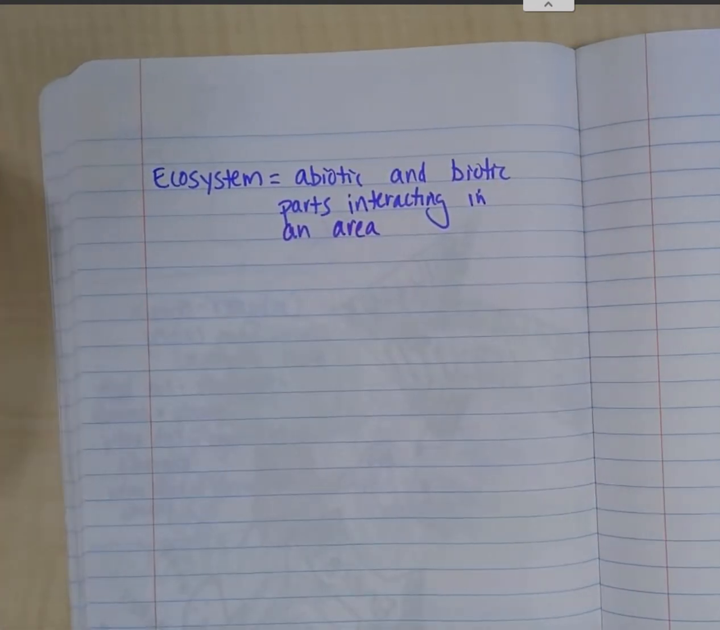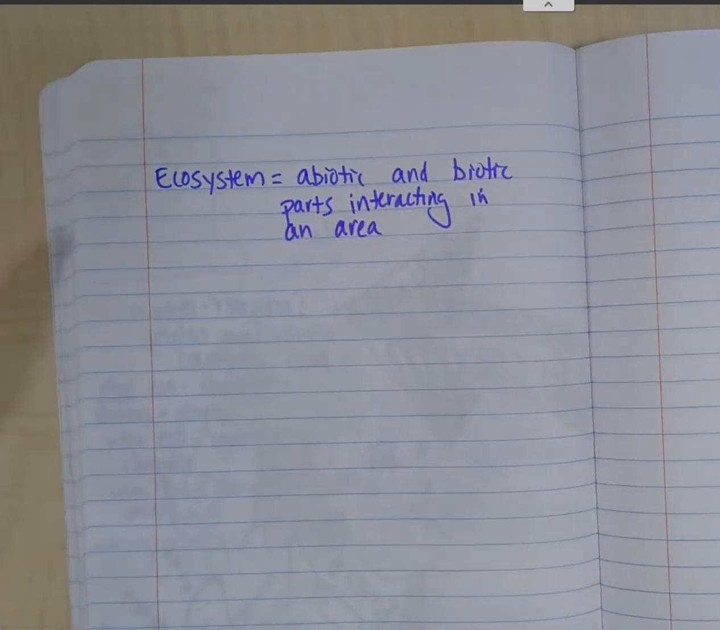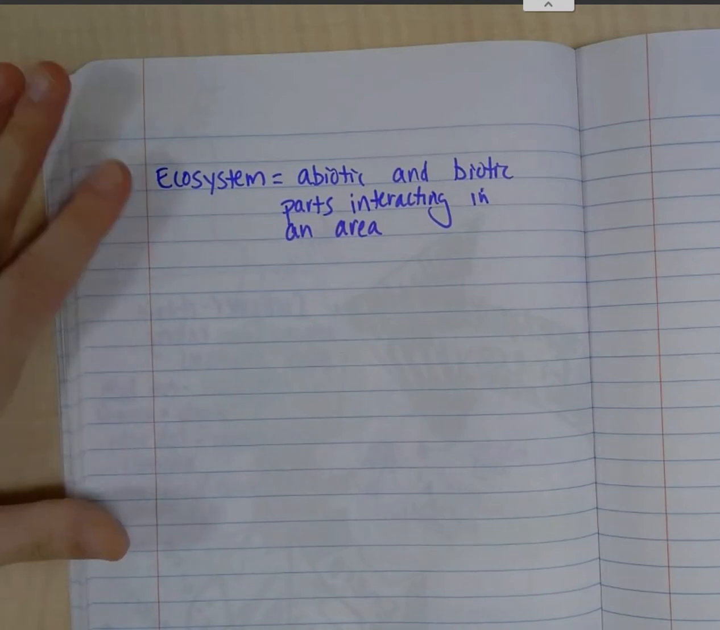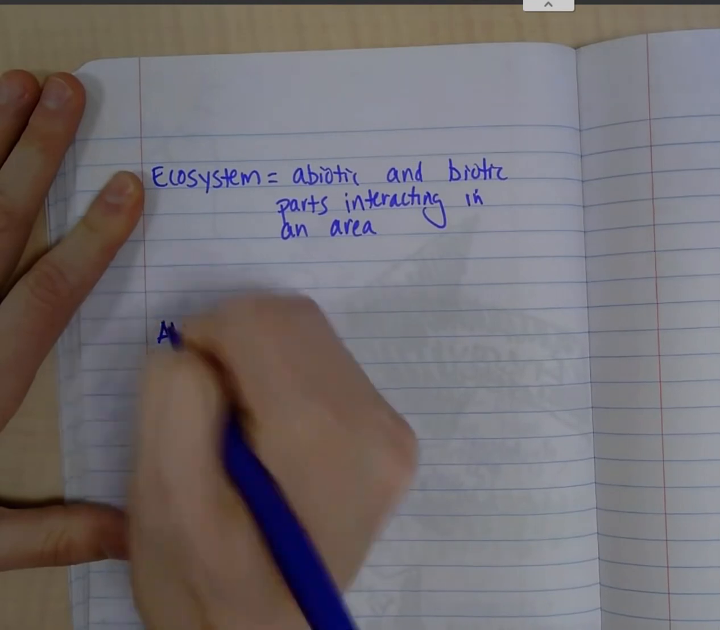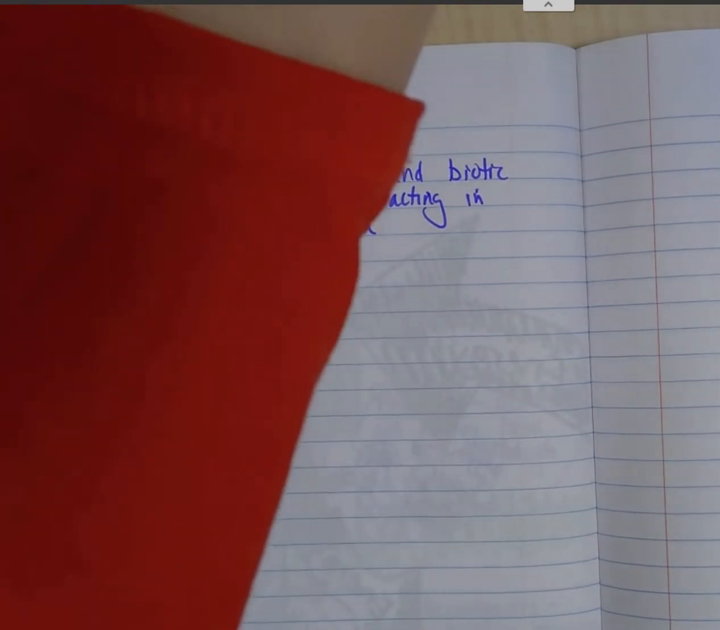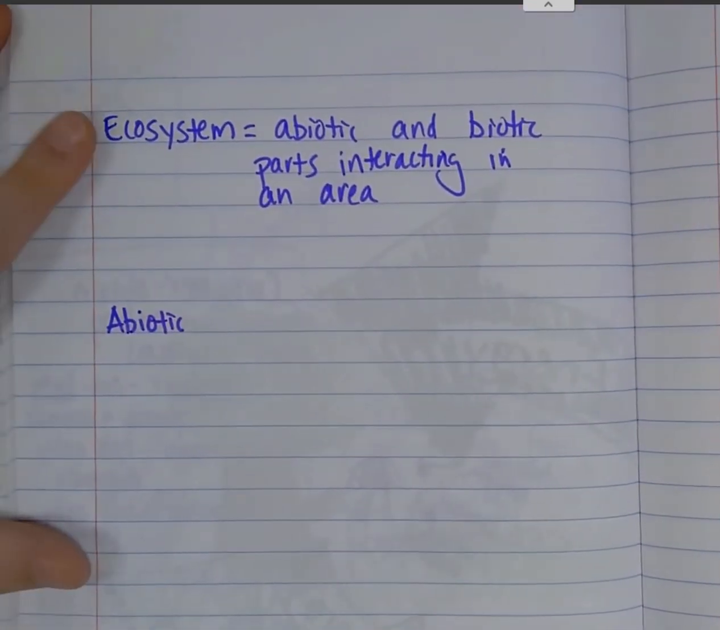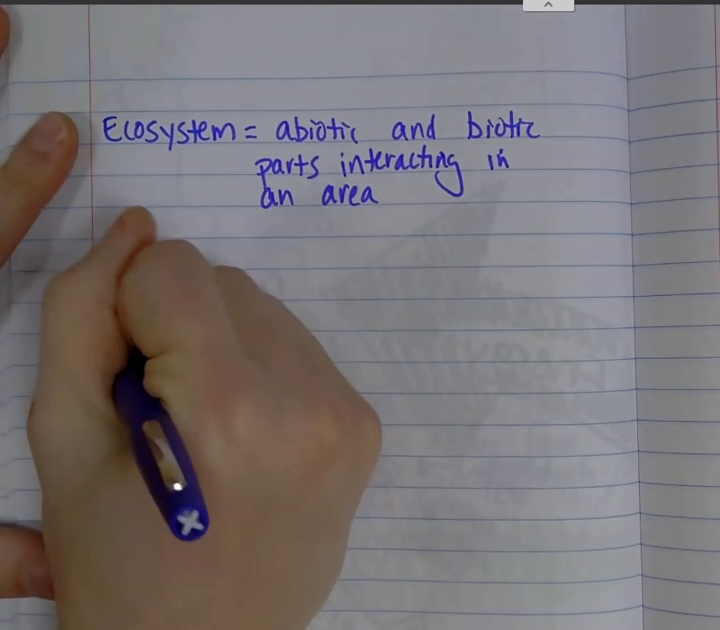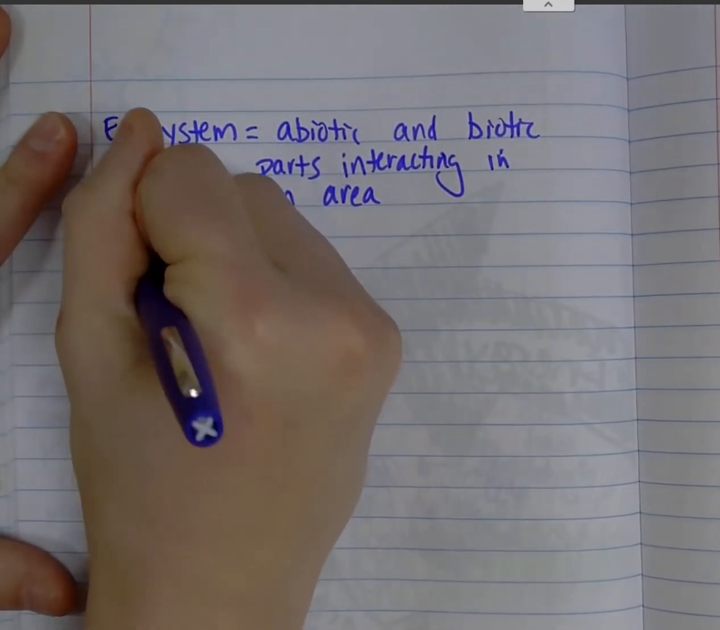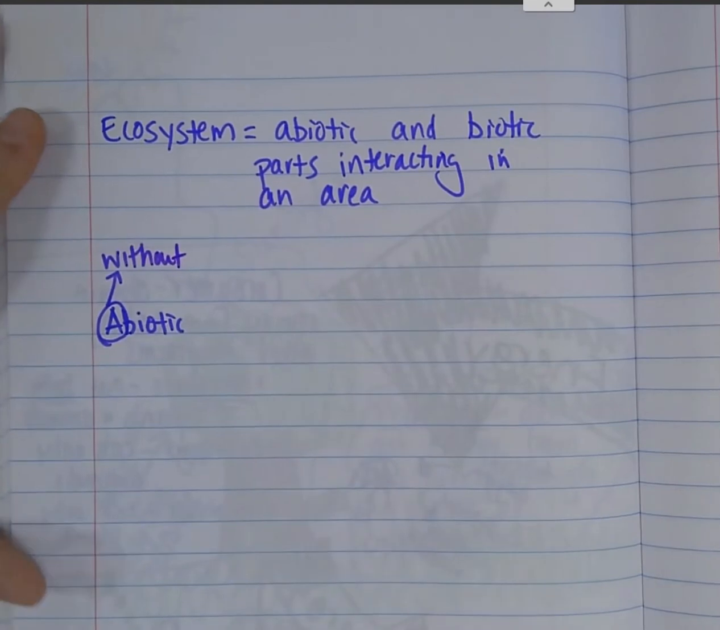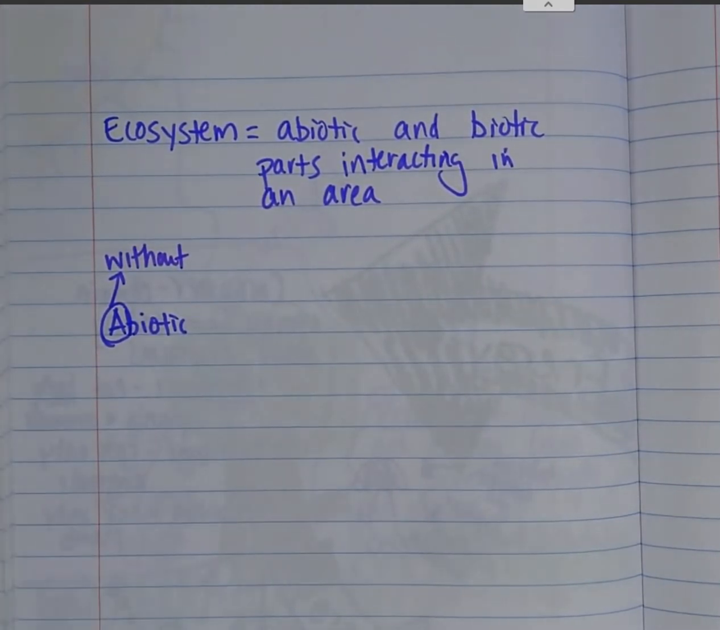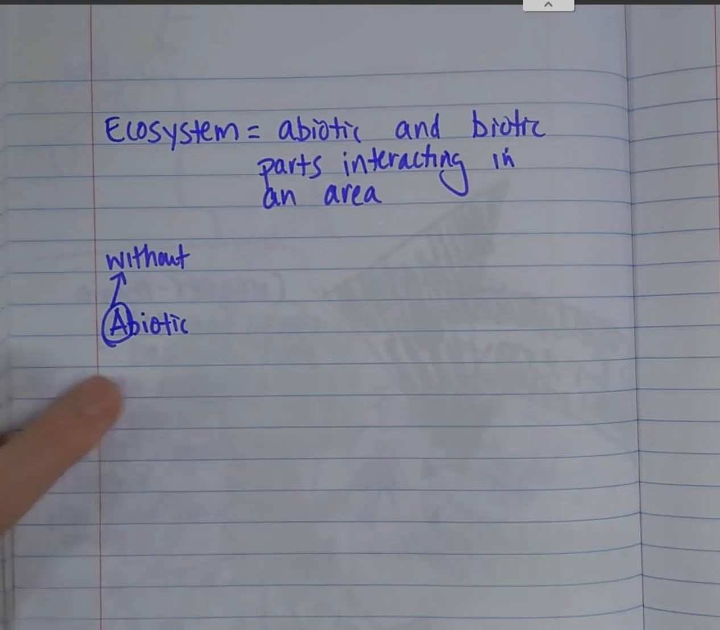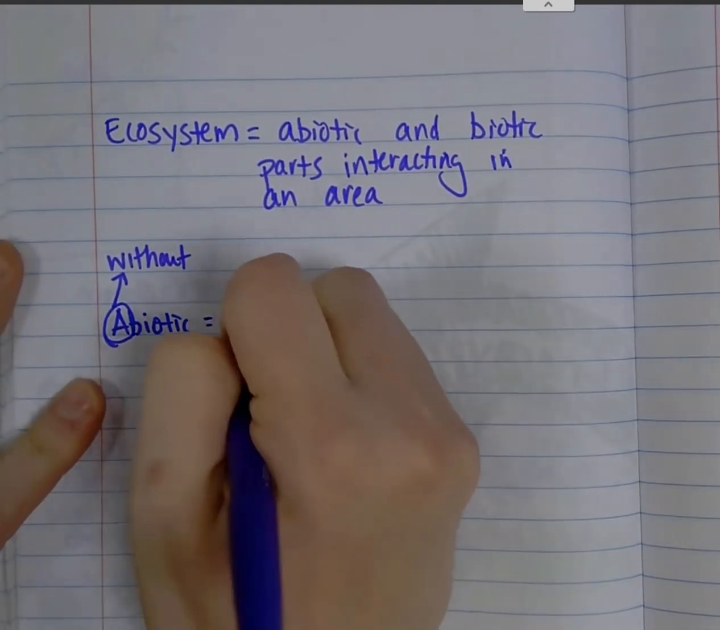And those can be broken up into two different categories, and that's why you watched that video. The first category is abiotic. And when we're talking about abiotic, I'll zoom in a little bit for you. So abiotic, the prefix a means without. So abiotic means without life.